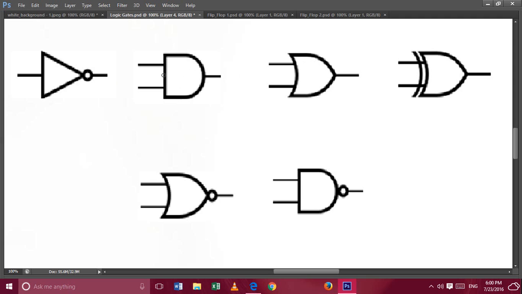So right here these are the 6 basic logic gates that we have. And this one here is called NOT. It takes one input and one output, and what it does, it inverts the input, right? So if this is the input, when it's 0 it becomes 1, when it's 1 it becomes 0.